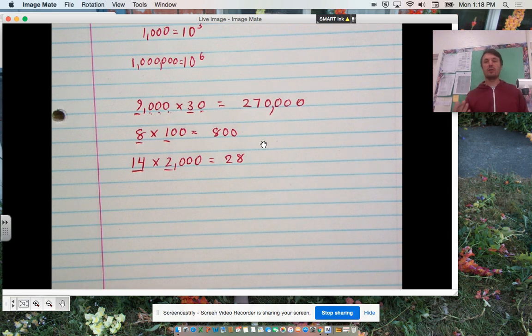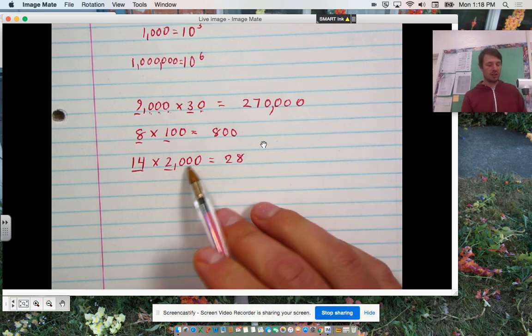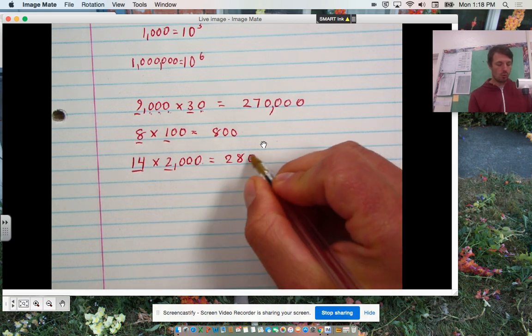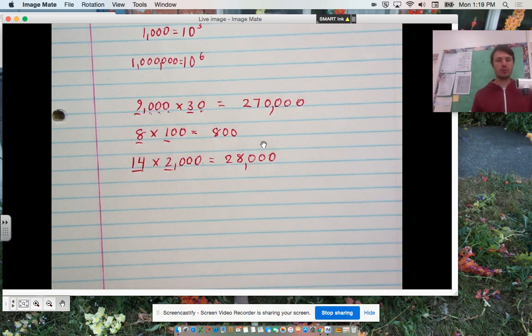And then you just count the zeros in both factors. In this case, there's only zeros in one of the factors. It's 1, 2, 3. So we put 1, 2, 3 zeros in the product. Let's do another example together.